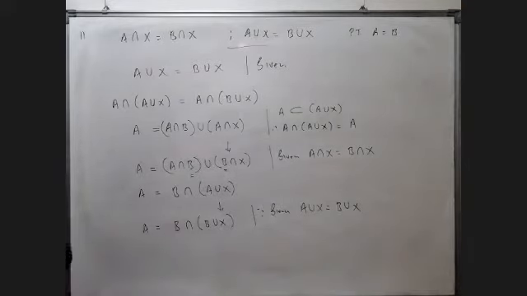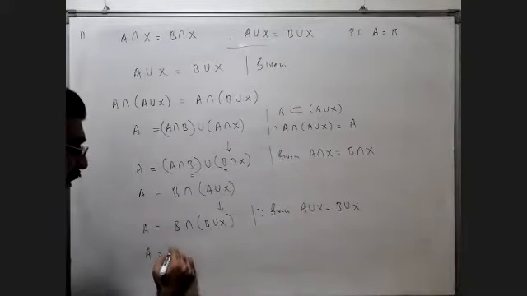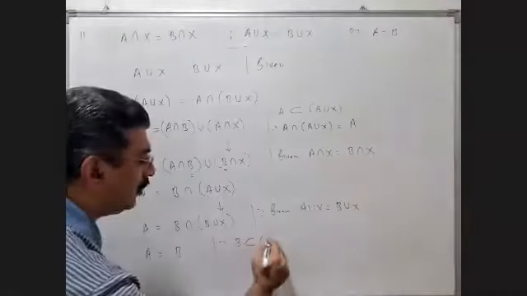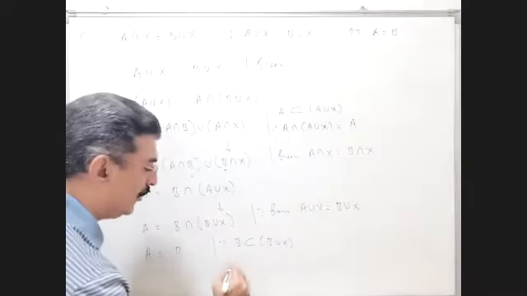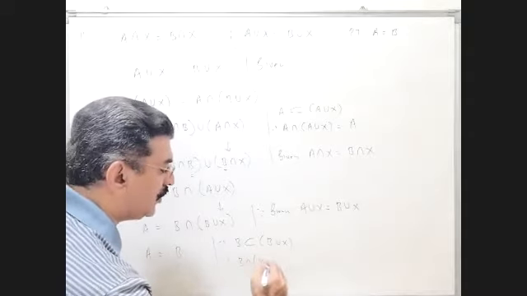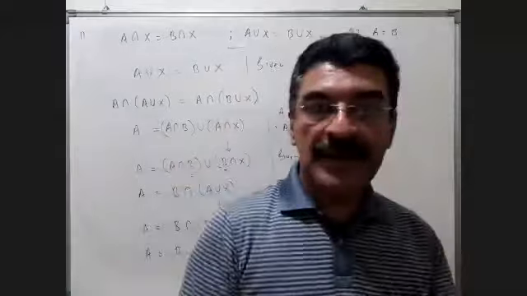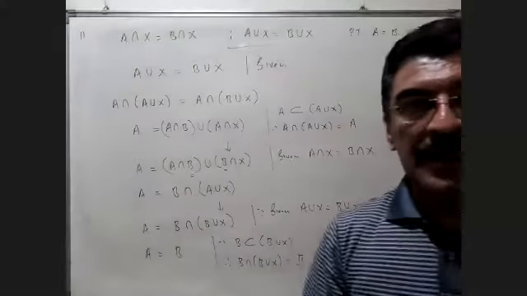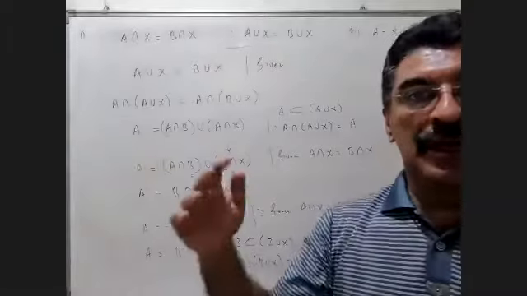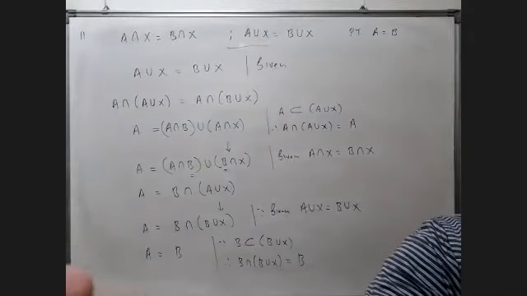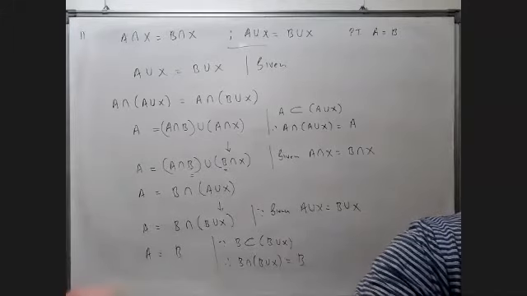Again, B intersection B union X. A is B intersection B union X, which is B. Why? Because B is a subset of B union X. Therefore, B intersection B union X is equal to B. Whenever we have a subset and a superset, their intersection will be the subset, and their union will be the superset. Remember. This question is also seen in examinations.